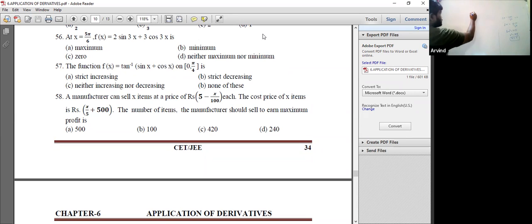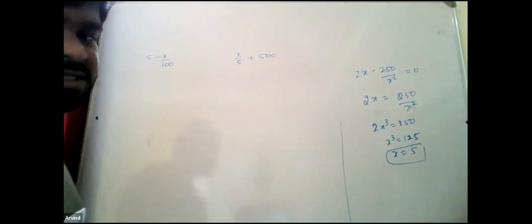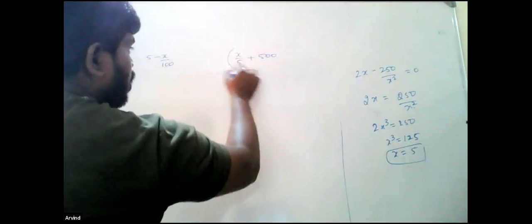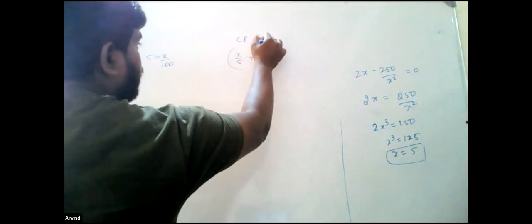So cost price is x. Here it is 5 minus x by 100. Okay. Here they're asking us to find the maximum value. Very simple. This is the cost price of x items.